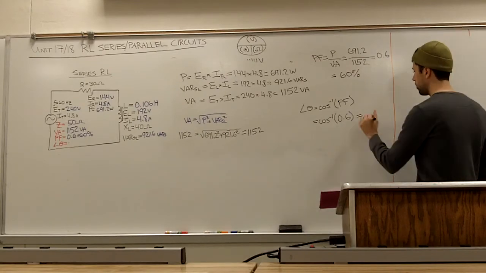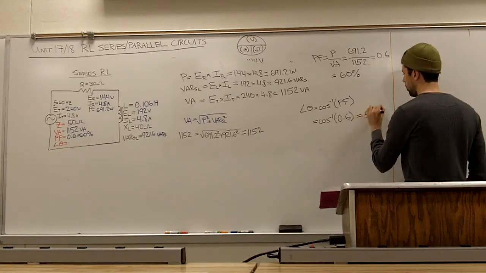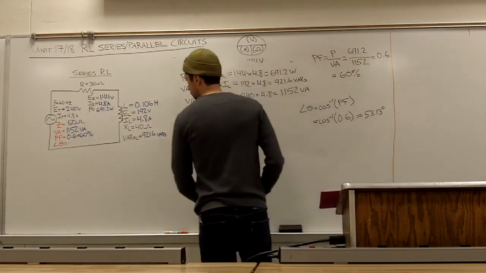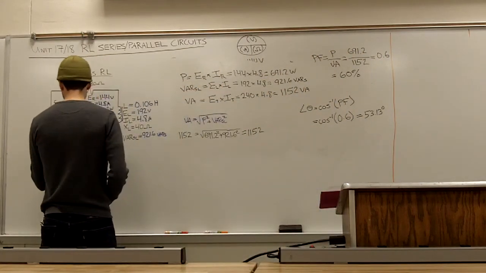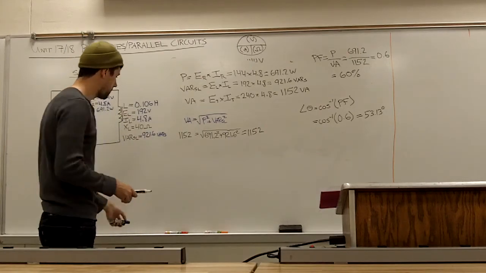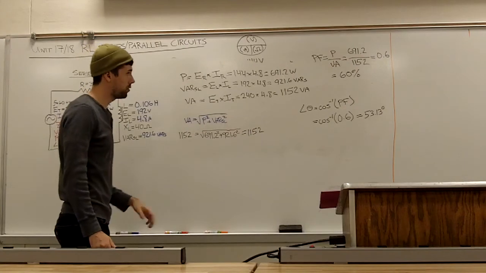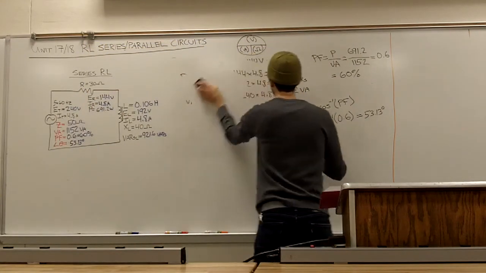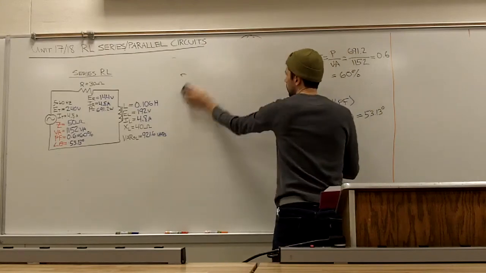And I get 53.13 degrees. So that means the phase difference between voltage and current is 53.13 degrees. So if I was to graph this, it would look something like this.